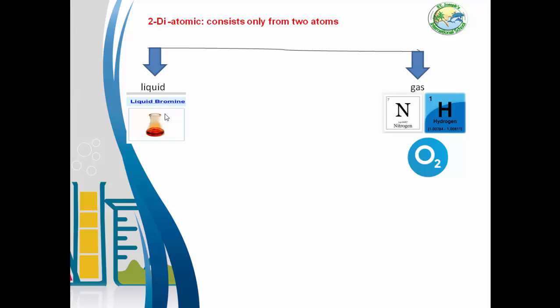We talked about the simplest pure form of matter, which is element. And now we will talk about the compound. The compound is formed of different atoms. It consists of two or more different atoms. So the compound is a substance which is formed from the combination of atoms of two or more different elements.